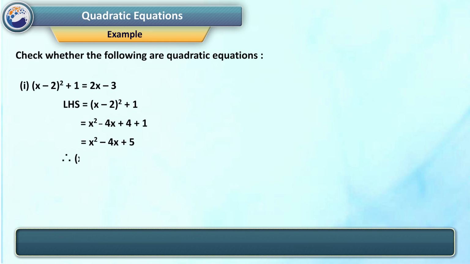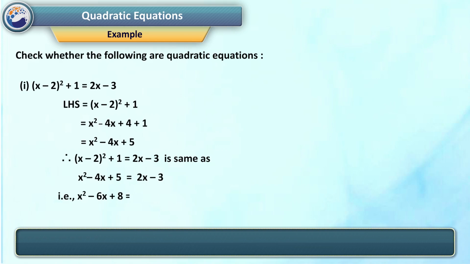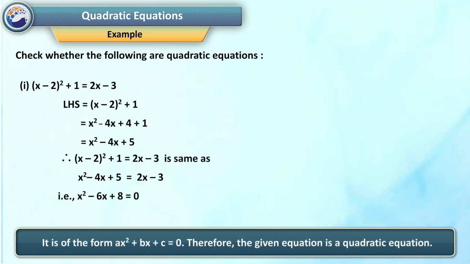Therefore, (x − 2)² + 1 = 2x − 3 is the same as x² − 4x + 5 = 2x − 3. Therefore, we get x² − 6x + 8 = 0. It is of the form ax² + bx + c = 0. Therefore, the given equation is a quadratic equation.